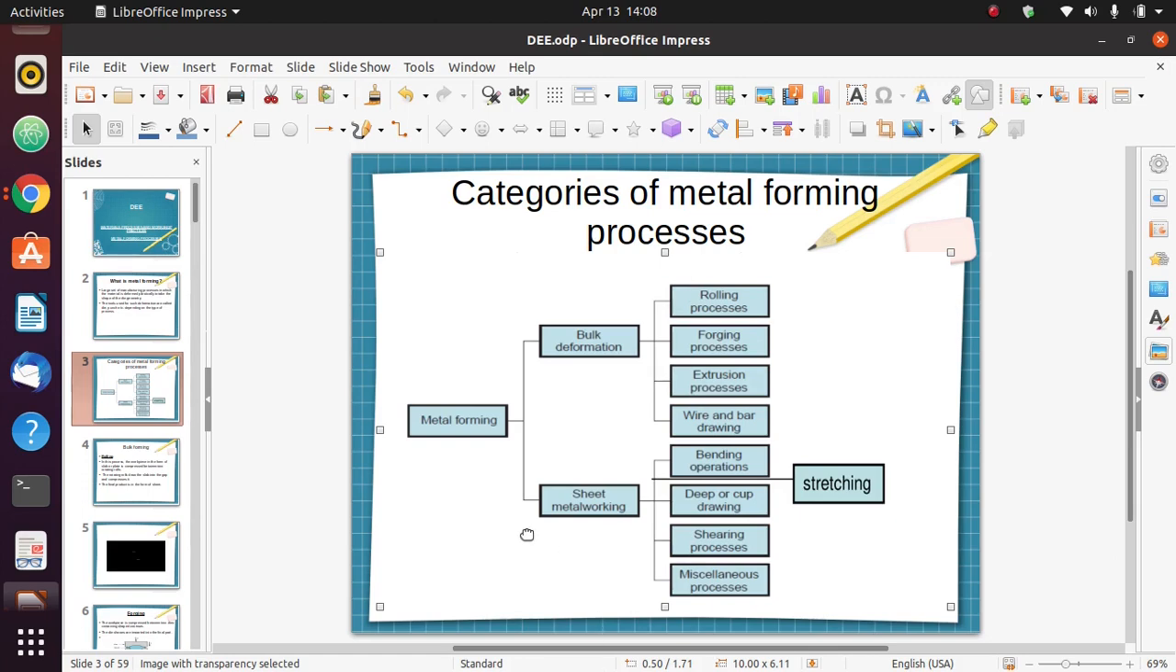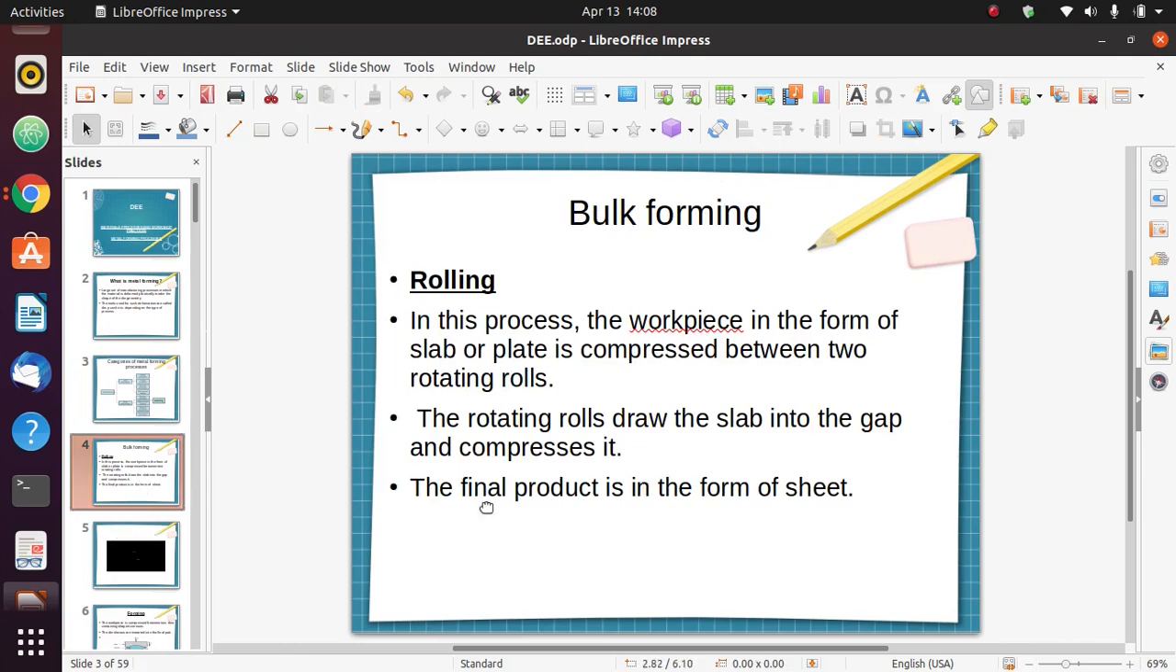We will see how each of these processes is done. And then under sheet metal working, we have bending processes, we have deep drawing or cup drawing, we also have stretching processes, shearing processes and any other processes that do not require huge work pieces or huge metals. Now we will discuss each of these one by one briefly.